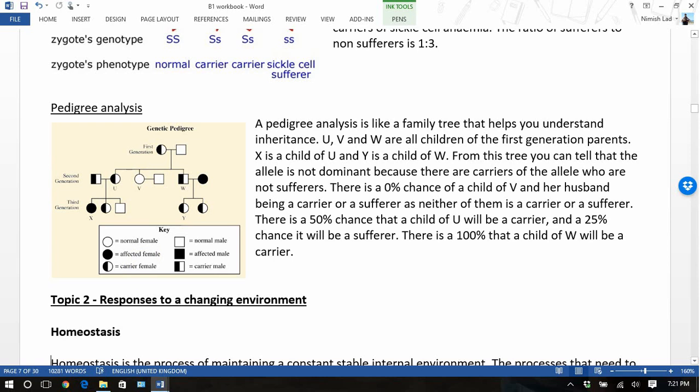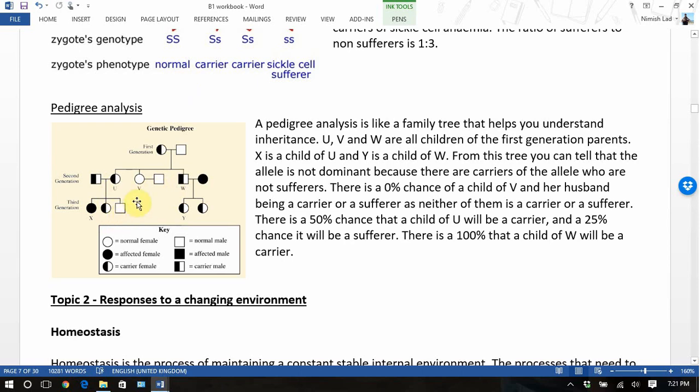So in other words, there's a 0% chance of a child of V and her husband being a carrier or a sufferer because neither of them is a carrier or a sufferer. They're normal. They have no carriers, no sufferers. There's a 50% chance that a child will be a carrier, because of the diagrams you did above. And there's a 25% chance of being a sufferer, just like I said before, a 1:3 ratio or 1 in 4 chance.